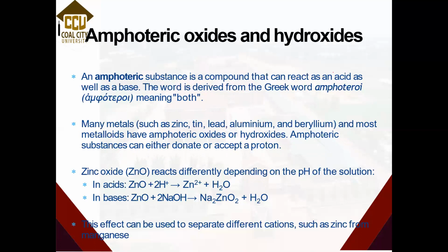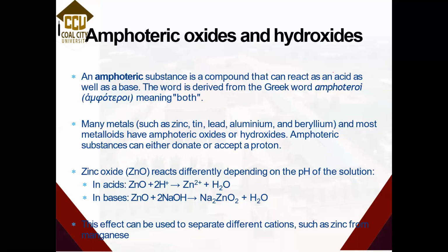Many metals such as zinc, tin, lead, aluminum, beryllium, and most metalloids have amphoteric oxides or hydroxides. So an amphoteric substance can either donate or accept a proton. So they can either act as an acid or as a base. Now, look at these very important examples that I'll be giving you, which are the ones that we'll be sticking with. There are many of them, but for the purpose of this class, we'll be sticking to these few.